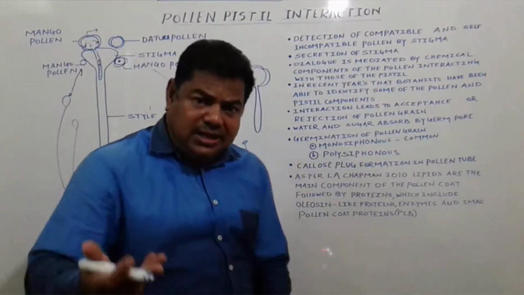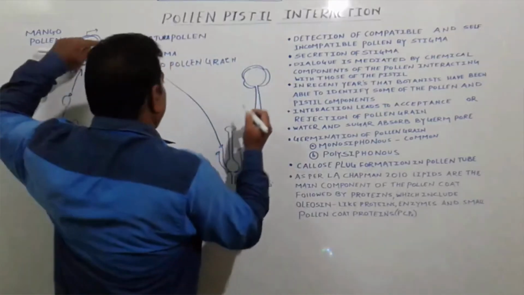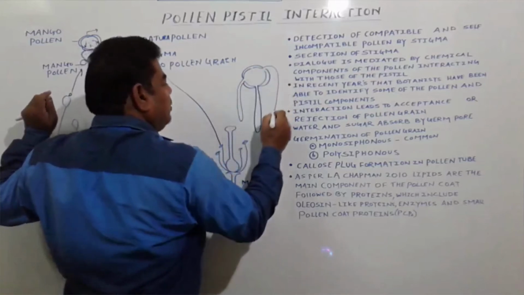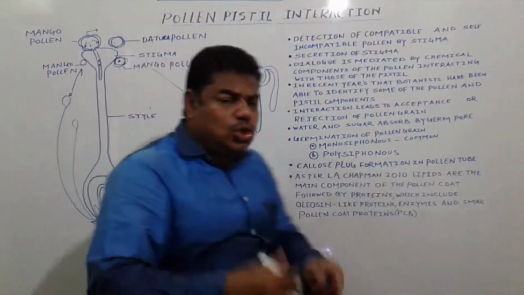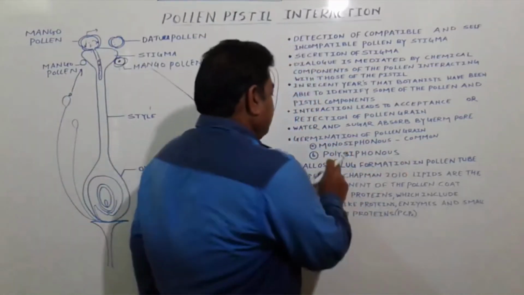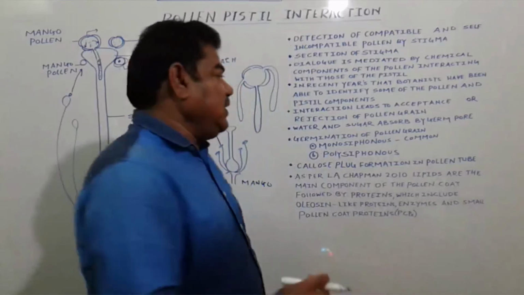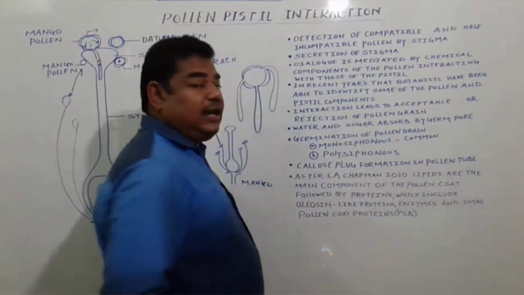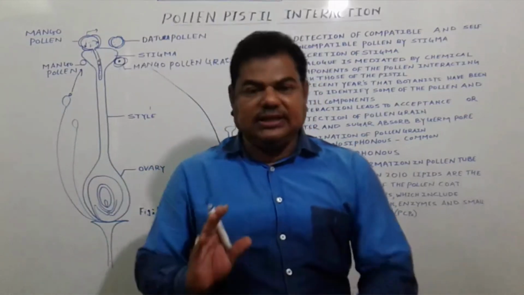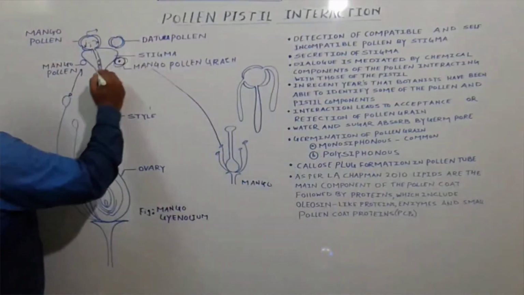Polysiphonous means poly means many. From these germ pores, pollen tube formation takes place on the stigma, and from these also, and from these also. More than two pollen tubes form from the germ pores. We call it polysiphonous. But polysiphonous type is present in very few plants. Commonly, the monosiphonous type of germination of pollen grain takes place in angiospermic plants, in dicots as well as in monocots.